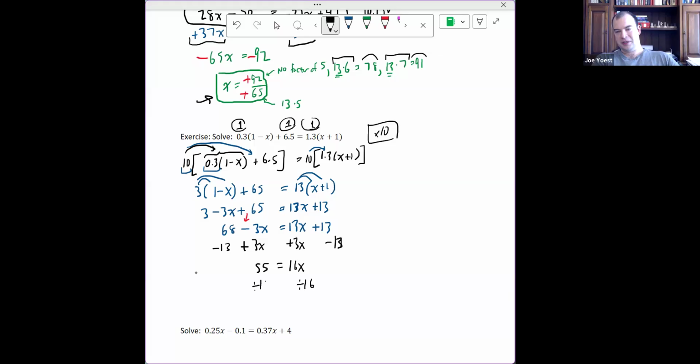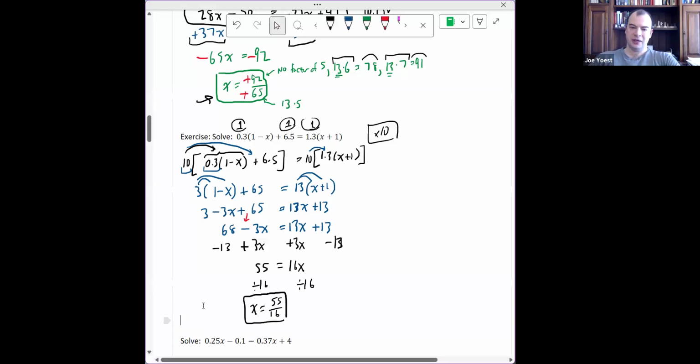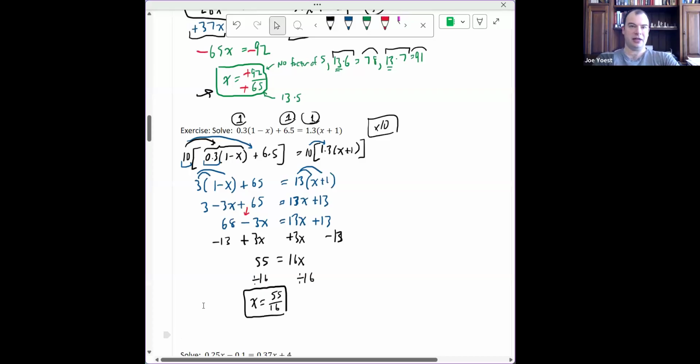And then I divide by 16 to get x equals 55 over 16. 16 only has factors of 2 in it. It's 2 to the 4th, and 55, an odd number, has no factors of 2 in it. This is in simplest form.